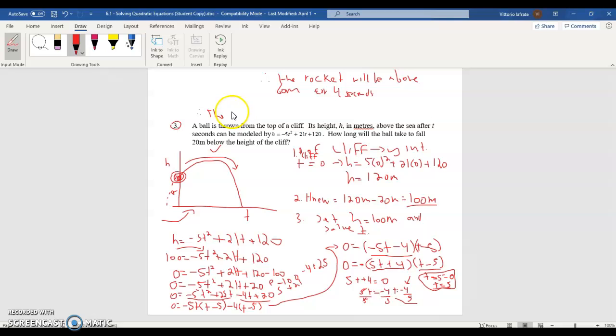ball will be 20 meters below the cliff. Don't say at 20 meters because it's not at 20 meters. It'll be 20 meters below the cliff, which is 100 meters. It'll be 20 meters below cliff at 5 seconds. So it'll take the ball about 5 seconds to be 20 meters below the cliff.